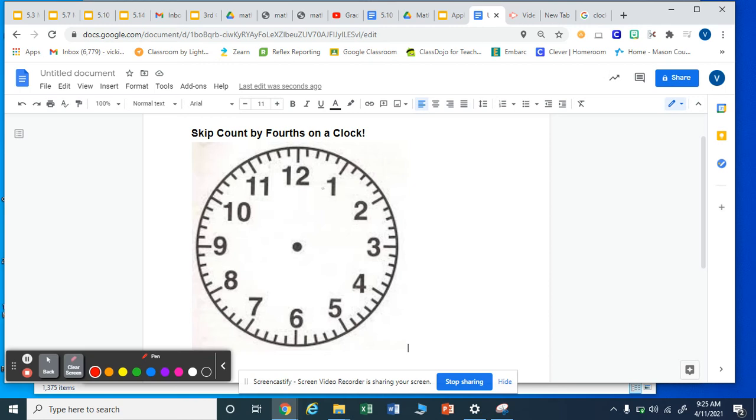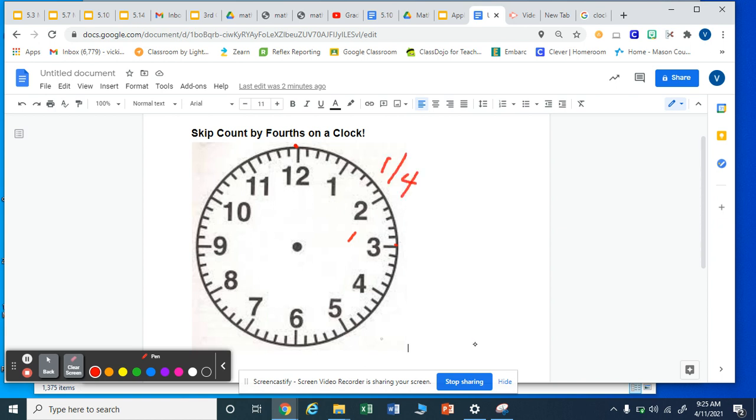Hey, boys and girls. For today's fluency, I want to talk about skip counting by fourths on a clock. Now that we've been working with fractions, I hope that you understand what a fourth is. Now remember, on a clock, we have 4/4, and it's every 15 minutes. So from the 12 to the 3 is 15 minutes, so that's 1/4, right?